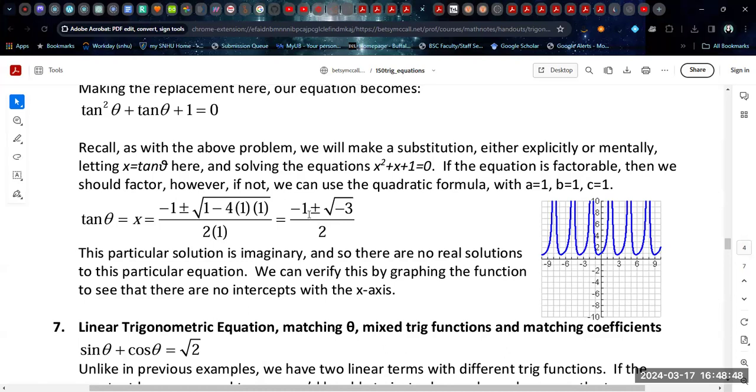And that means that this is never equal to 0. You can see from the graph, it never crosses the x-axis. And so we have no angles. We just say there is no solution because we don't have angles that can produce complex solutions for tangent.